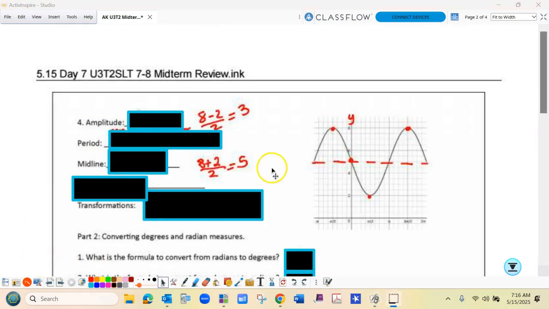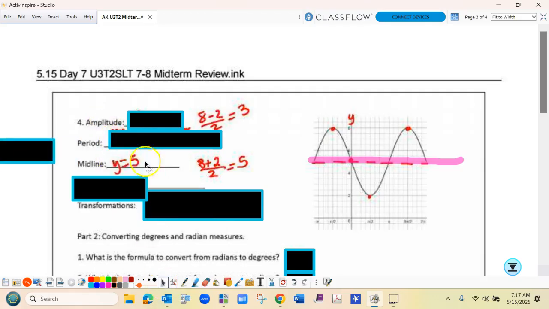You can see from number 4 that the midline has changed. It's translated up to 5. How do I know it's 5? Because the y-axis is counting by 2. So for me, I'm going to start at the midline of 5, and I'm going to count up towards the max. I can see that that's going to be 3 units. So that's going to be our amplitude.